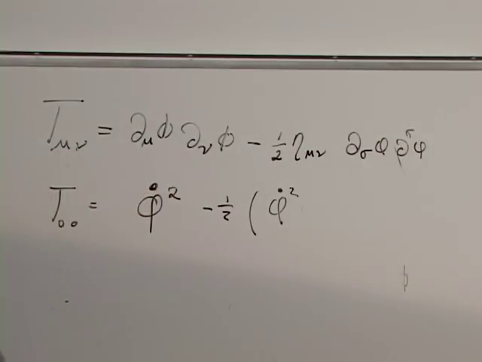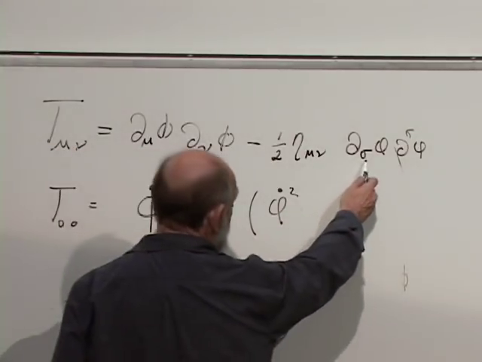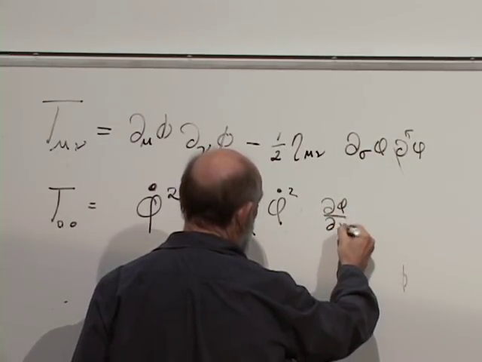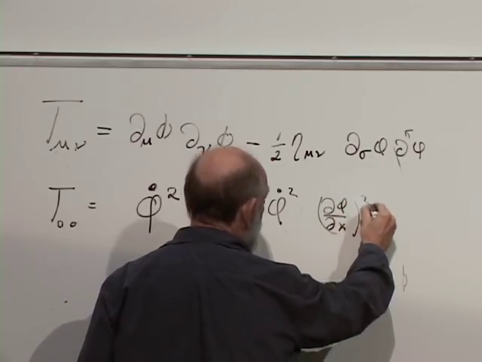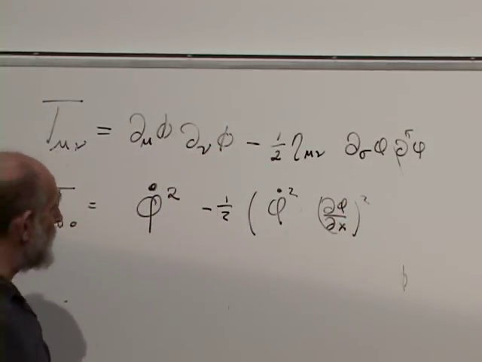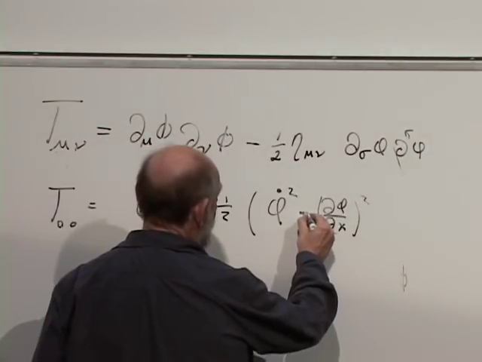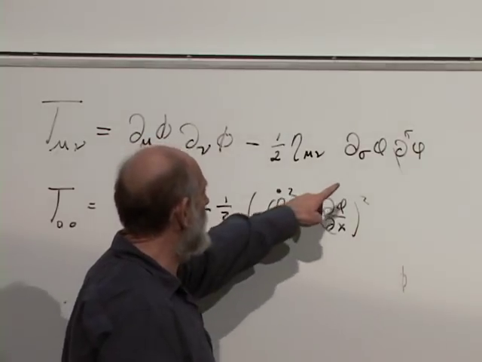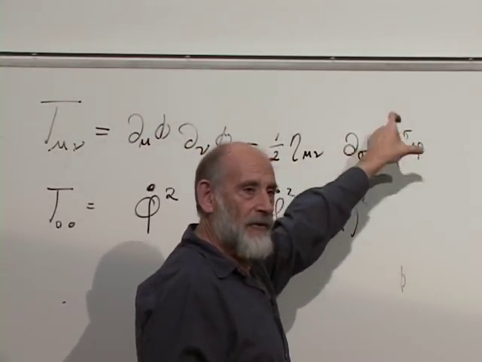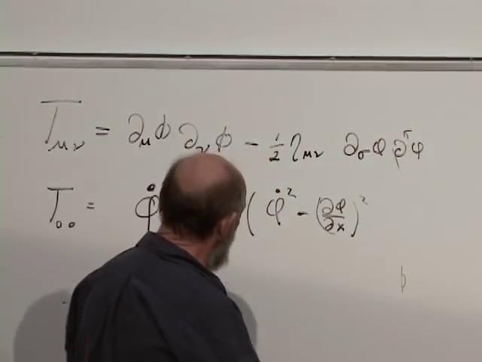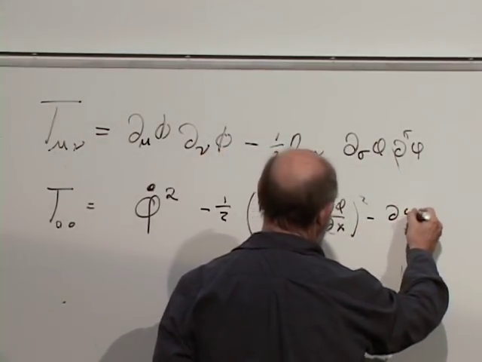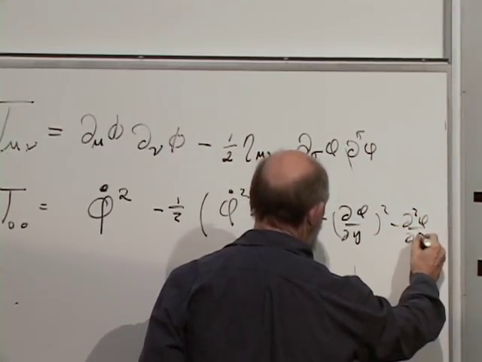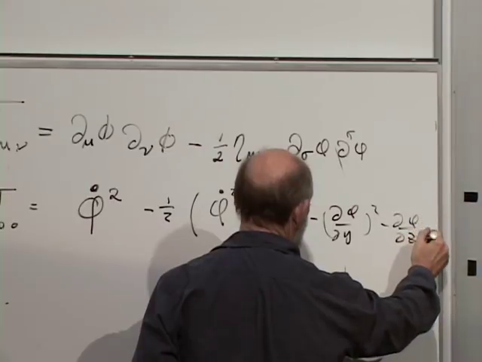But then we also have the space derivatives of phi here. This could be x. Then we would have the derivative of phi with respect to x squared, but with a plus sign or a minus sign? Minus sign, because pulling an index up and down changes its sign. And the same thing with the derivative of phi with respect to y squared, minus the derivative of phi with respect to z squared.